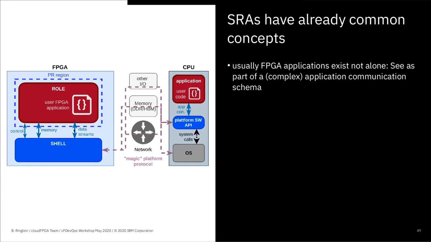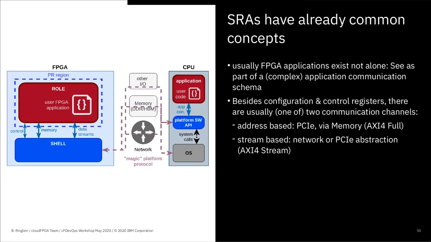Every role is controlled by some configuration and control registers or signals like start and stop, node ID, or virtual I/O pins. Besides this, every shell-role architecture uses one or two of the following communication channels: address-based communication, especially for PCI Express attached or memory synchronized FPGAs, and stream-based communication for network attached FPGAs or some fabric abstractions. Every fabric can be abstracted by these two communication types.